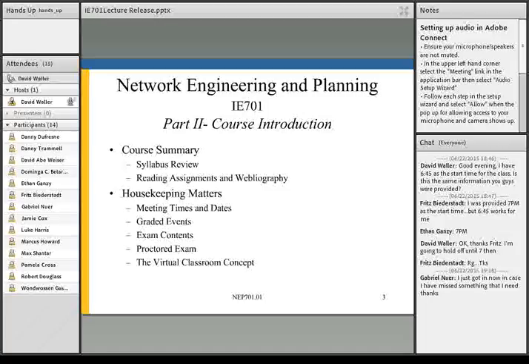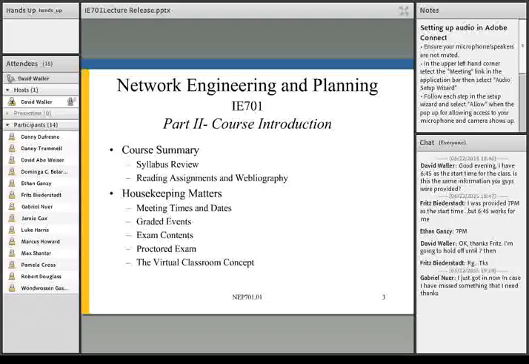900 or above, you get an A. 800 to 899, you get a B. 700 to 799, you get a C. 600 to 699, you get a D. Anything below 600 is an F. However, as a graduate course here at Capital, you want to try to ensure that you make an 800 or above, because B is basically the baseline.